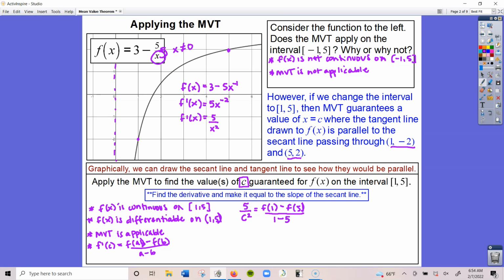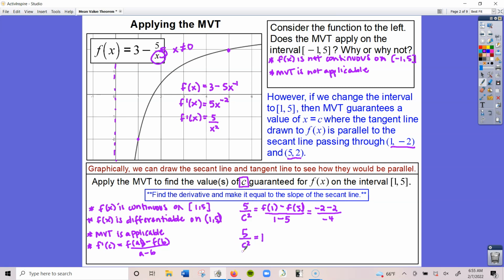And I'm going to get these values from the graph. f of 1 is negative 2. So negative 2 minus f of B, which is 2, all over 1 minus 5, which is negative 4. So now what we have is 5 over C squared is going to equal negative 4 divided by negative 4, which is 1.